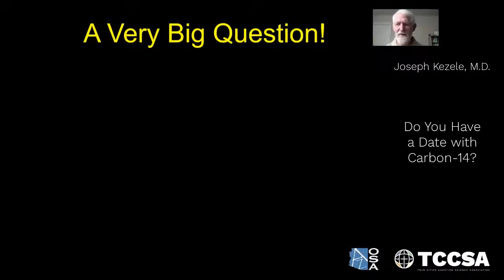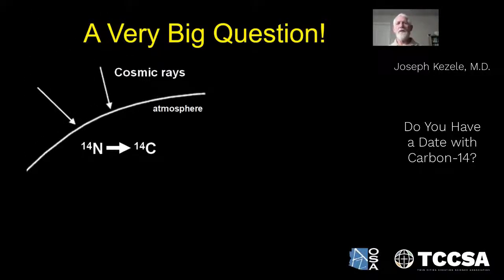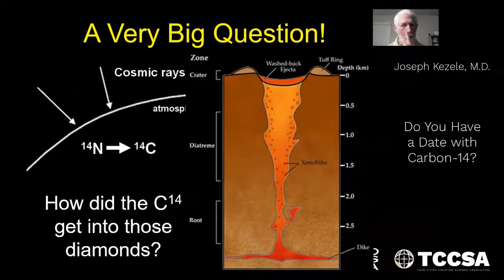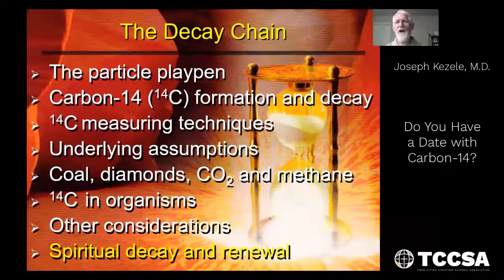So I have a last very big question for you. Remember that we said that carbon-14 is formed in the atmosphere, high up in the stratosphere. Diamonds are formed very deep in crust and thrust upward. So how in the world did that carbon-14 get into those diamonds? Well, I think you have to invoke the flood and the burial of tremendous amounts of organic material, plant material, and the conversion with heat and pressure to diamonds.